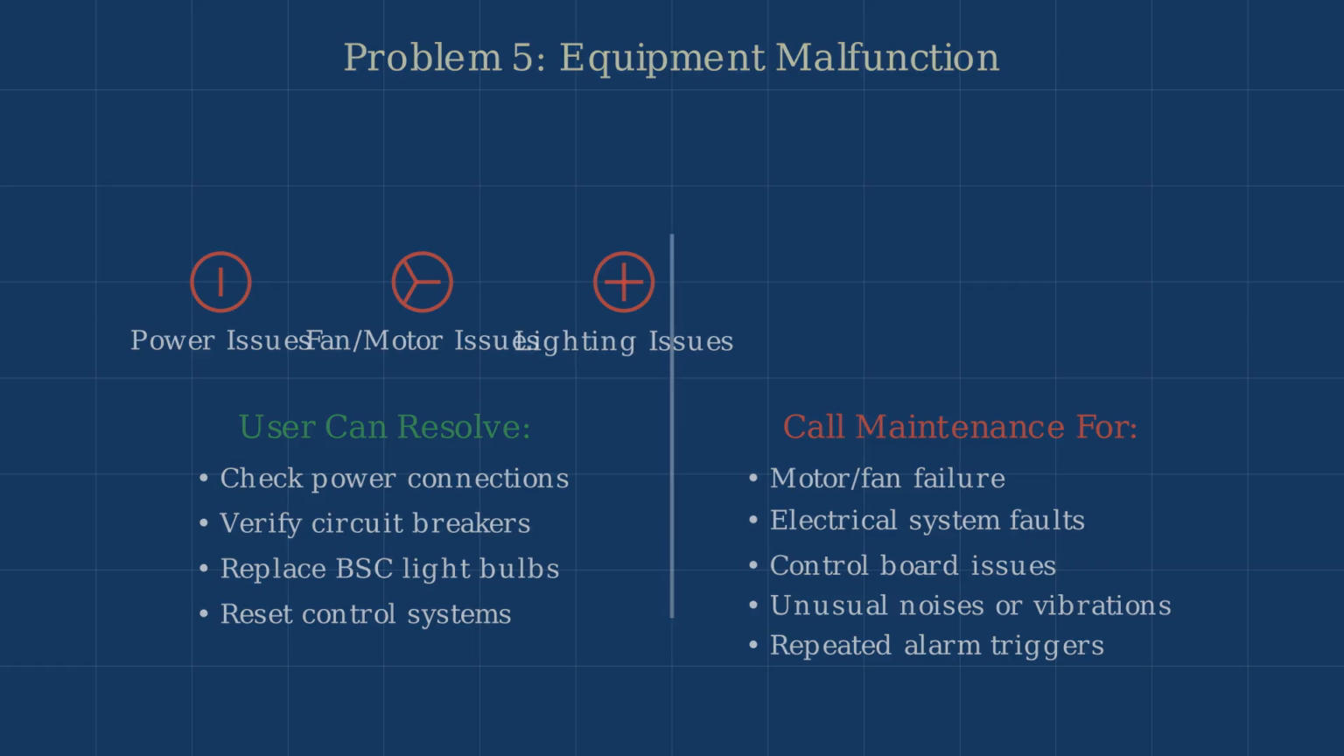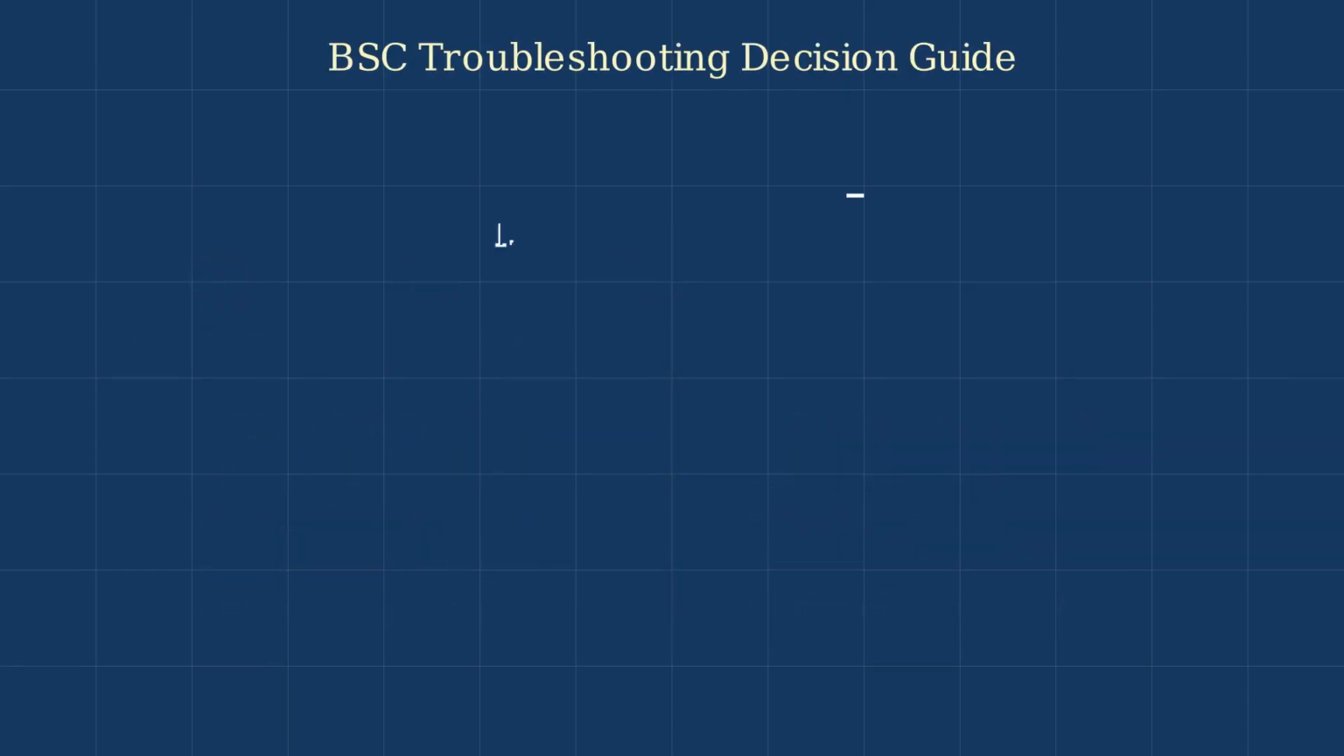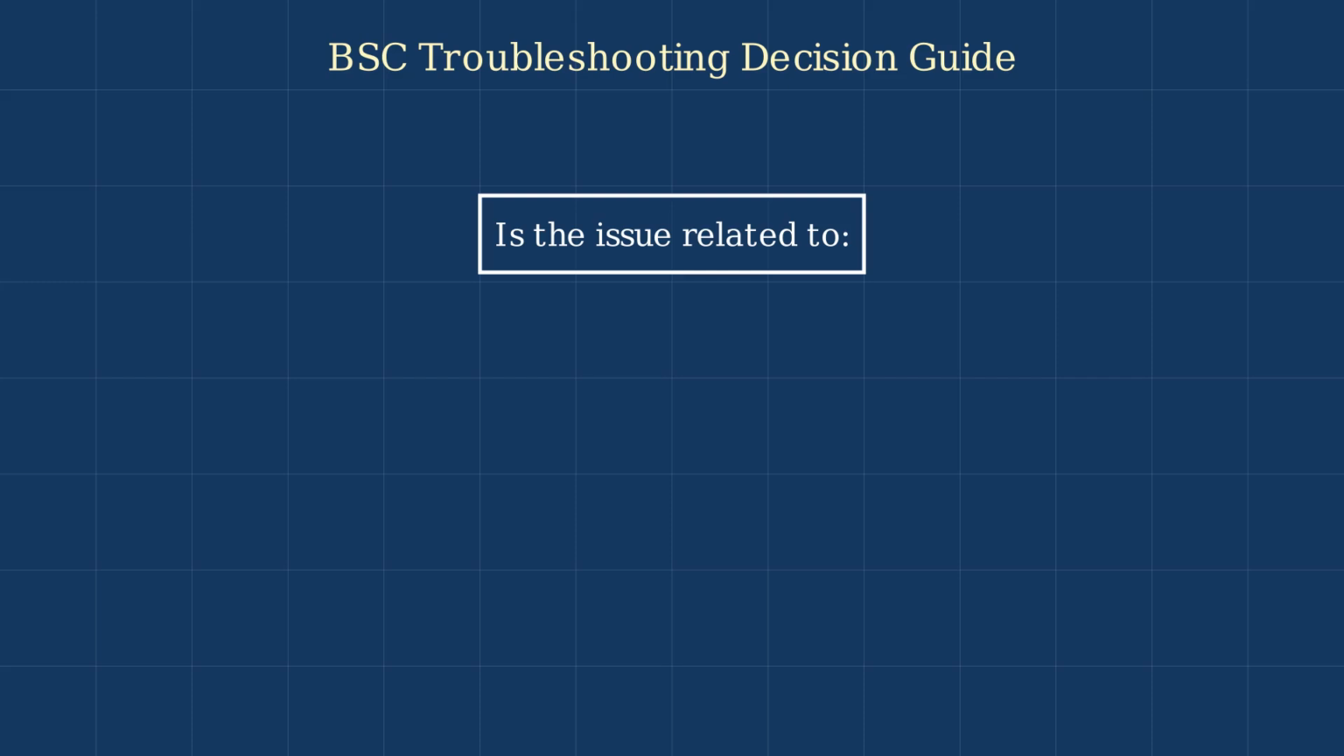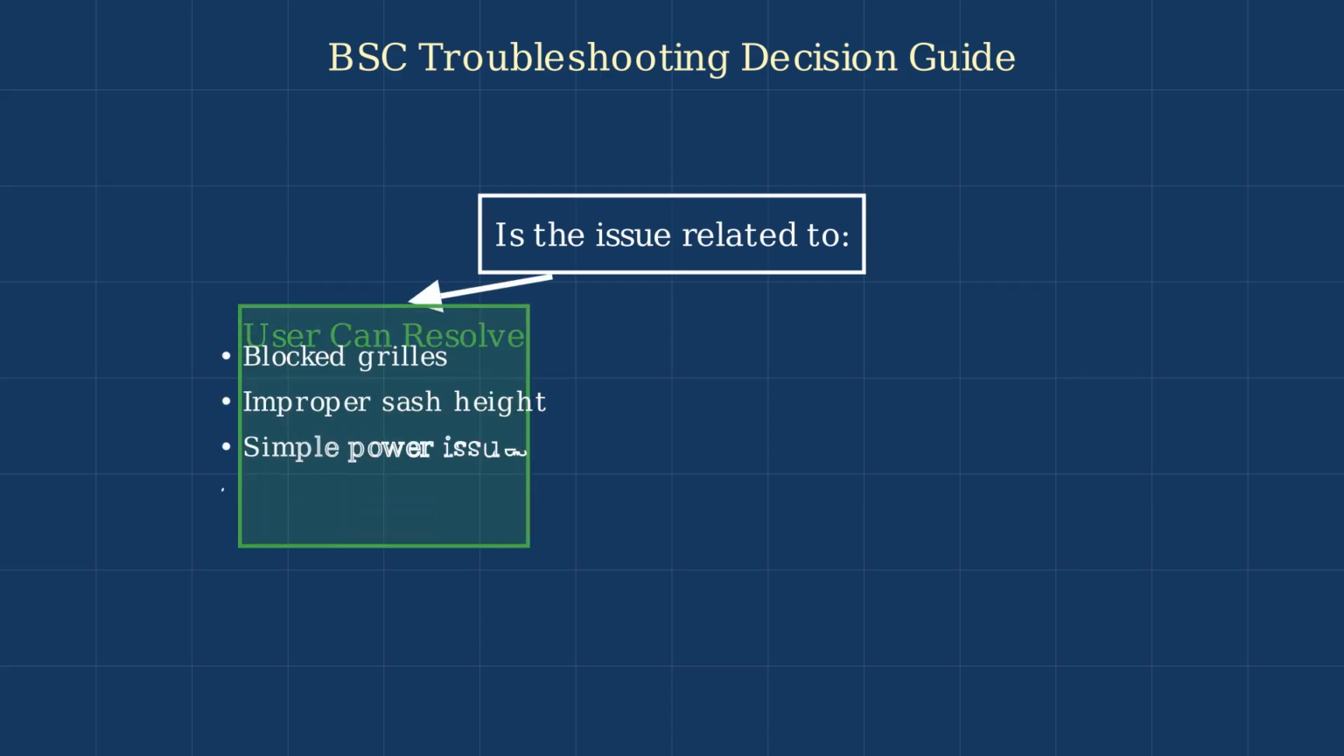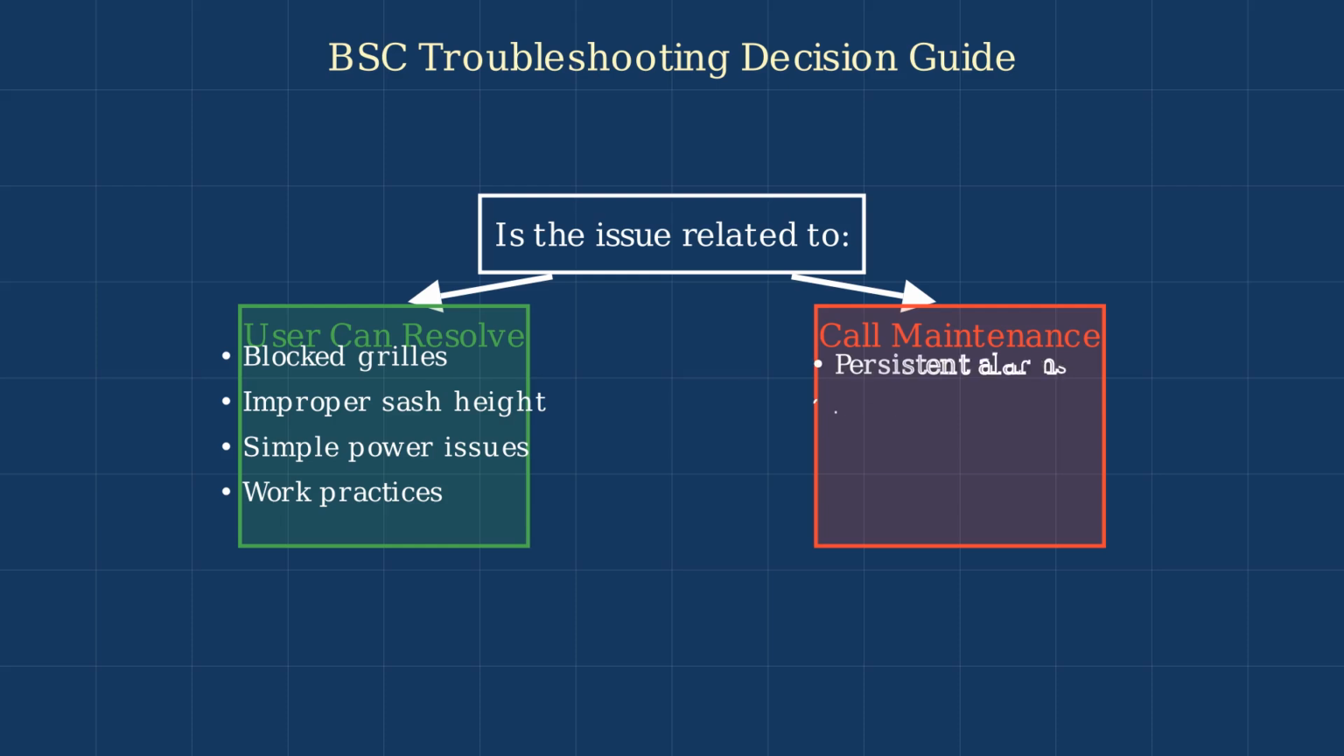triggers. When troubleshooting BSC problems, it's crucial to quickly determine whether you can resolve the issue or if you need to contact maintenance personnel. Users can typically resolve issues related to blocked grills, improper sash height, simple power problems, and work practices. However, persistent alarms, mechanical failures, ongoing airflow issues, and filter problems require certified maintenance personnel to diagnose and repair. Remember, when in doubt about a BSC operational problem, it's always better to contact maintenance rather than risk compromising safety or damaging the equipment.